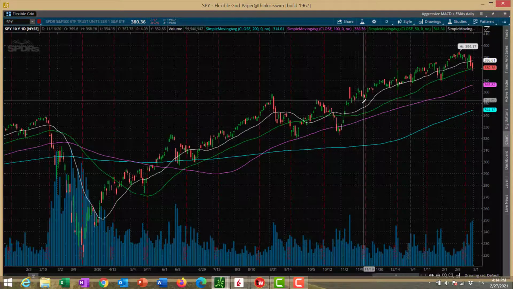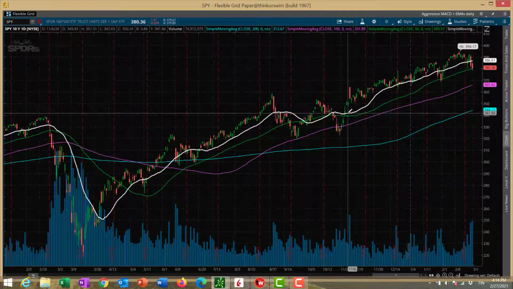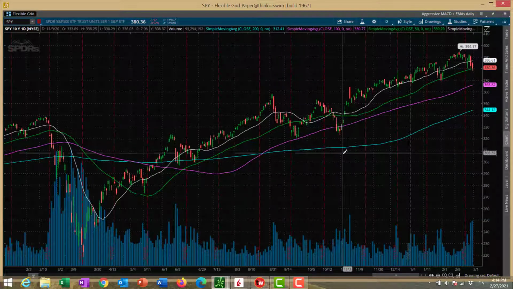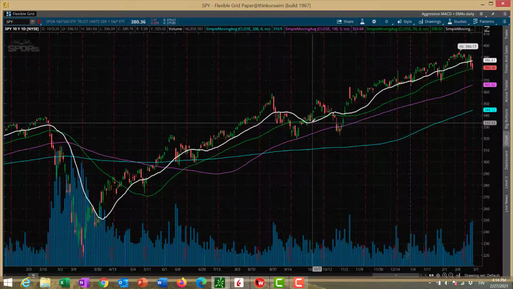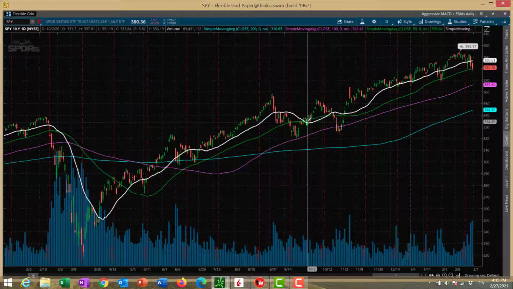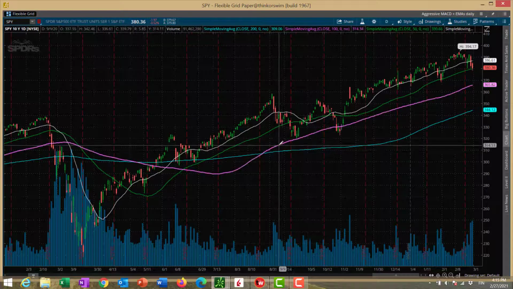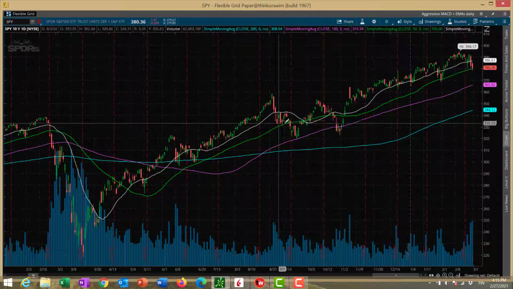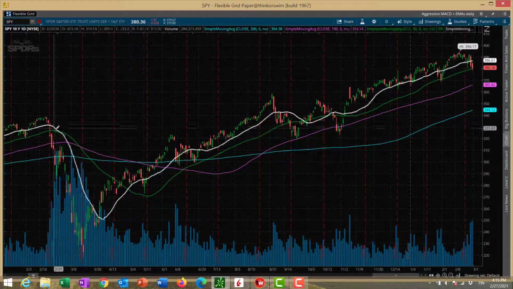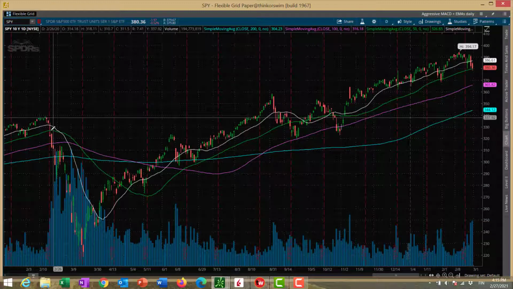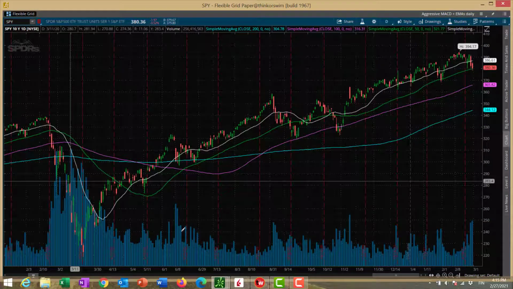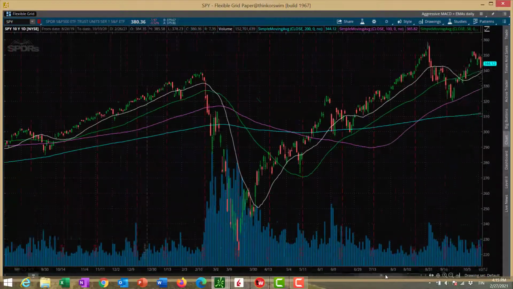For example, here, this is, by the way, a stacked positive situation. 20 is above 50, is above 100, is above 200. Here, the 20 is below 50, so that's not so clearly bullish anymore. But since 200 and 150 are in the correct order, it's still quite a bullish chart. Here everything starts to be mixed somewhere here. So that becomes a really not bullish looking chart at all.